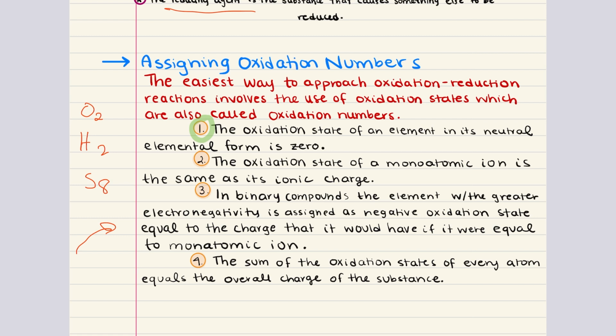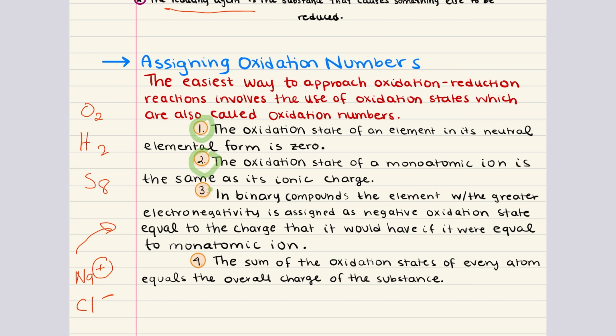The second rule states that the oxidation number of a monatomic ion equals its ionic charge. So for example, if we're talking about a sodium ion, it's going to have an oxidation number of +1 because its ionic charge is +1. Same goes for chloride ion. It's going to have an oxidation number of -1 because its ionic charge is -1.